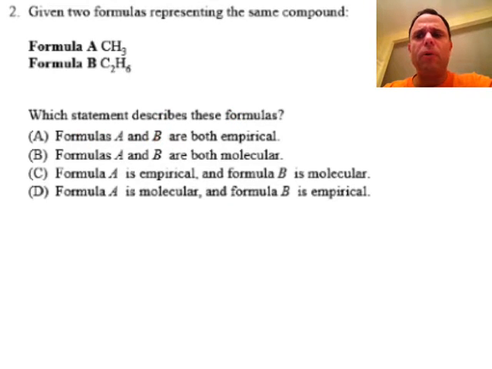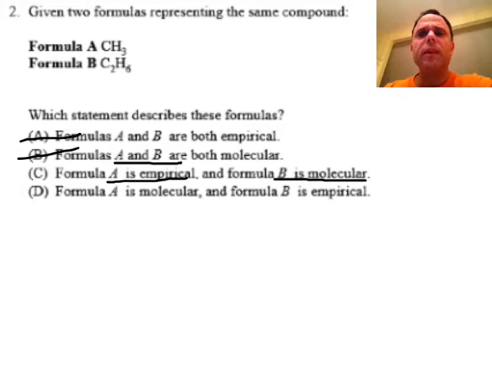Formula A and B are both empirical? No. Formula A and B are both molecular? No. Formula A is empirical, simplest whole number ratio. Looks good. Formula B is molecular. It is not expressed as the simplest whole number ratio. Absolutely. The answer is C.